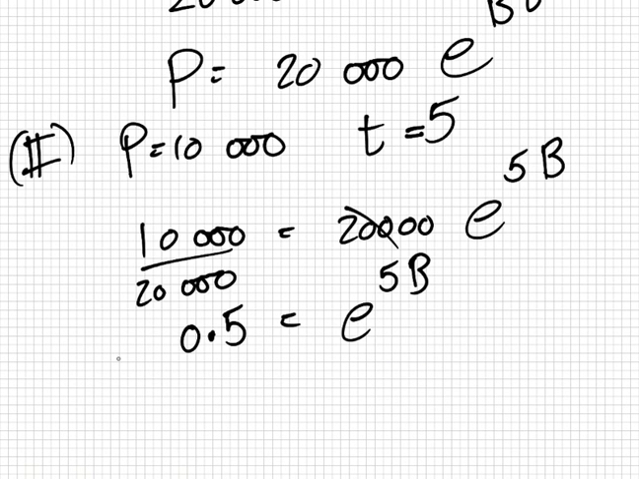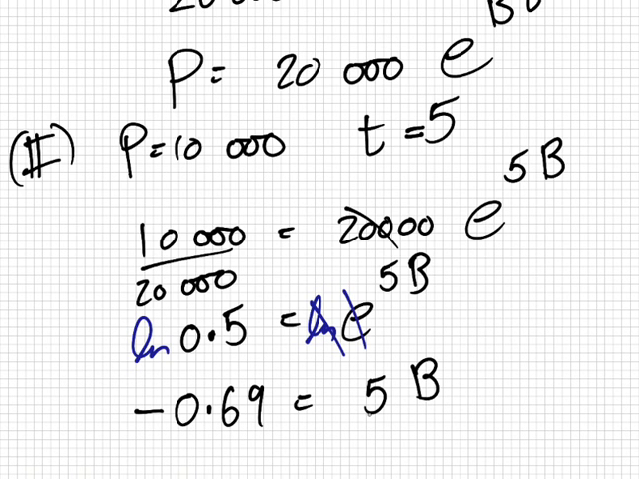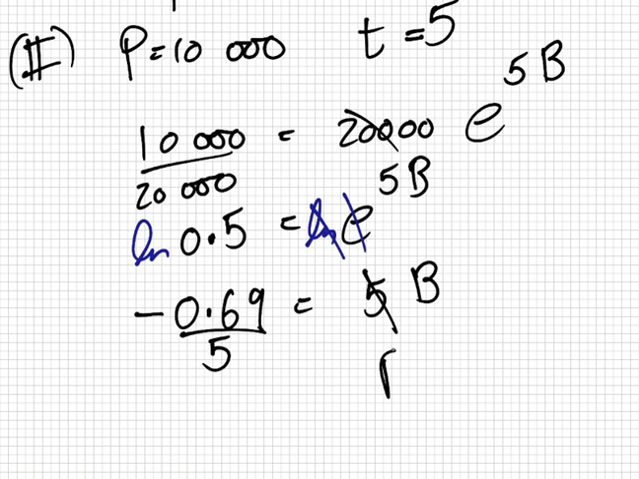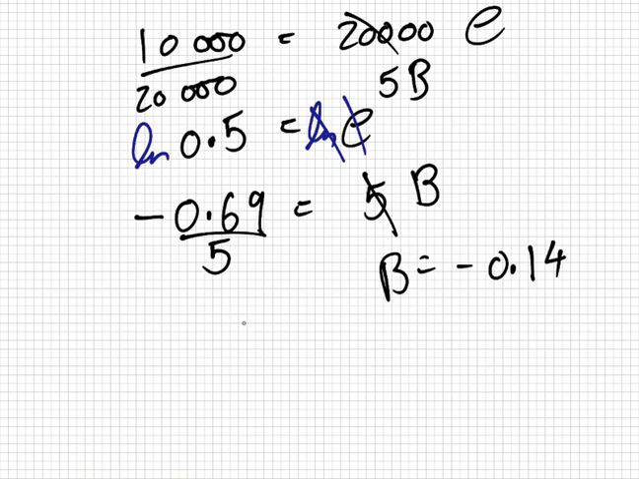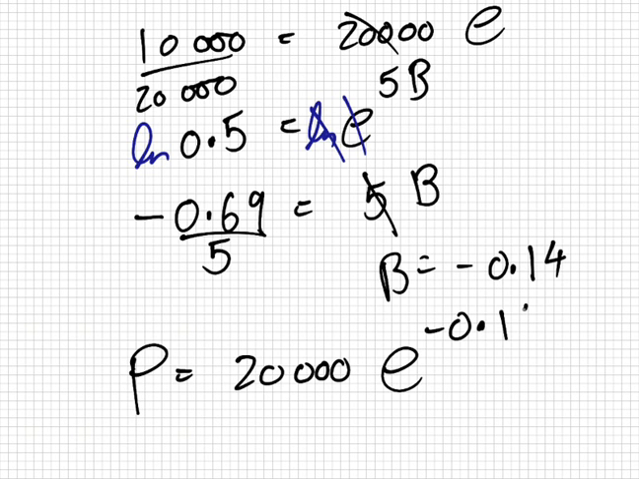Now, I need log and e, so they cancel. What's log 0.5, please? It's like minus 0.69, is it? Minus 0.69 equals 5b. So then b would be that answer divided by 5, minus 0.14, we'll just say. And we're finished. We have the formula. Price equals 20,000 e power minus 0.14t.